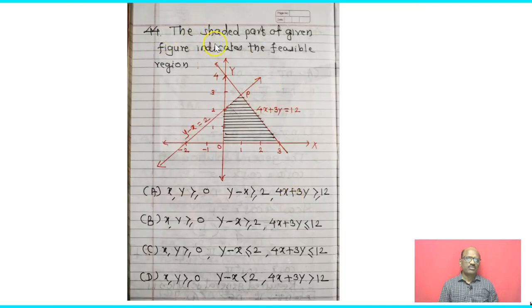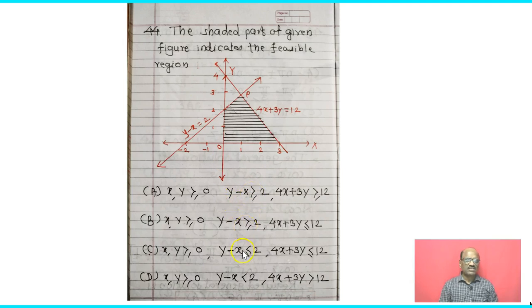Now question number 44: the shaded part of the given figure indicates the visible region. This is a region, and if you see this, which equation satisfies this visible region? It's clear that if we substitute here the origin side of this equation, x equals 0, y equals 0, then 0 is greater than 0, not satisfied.